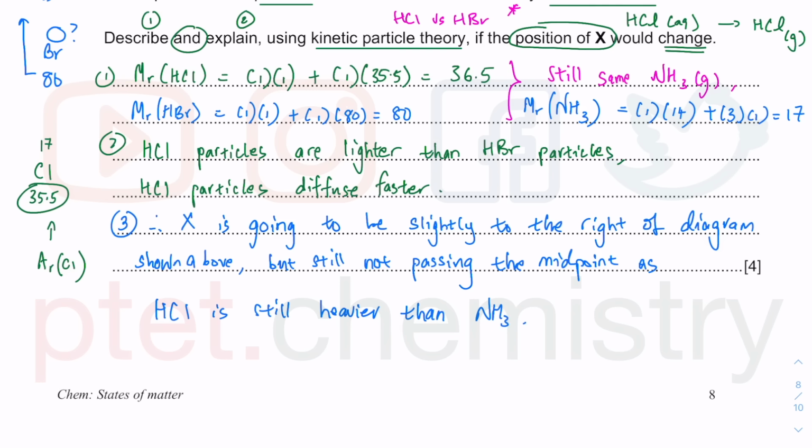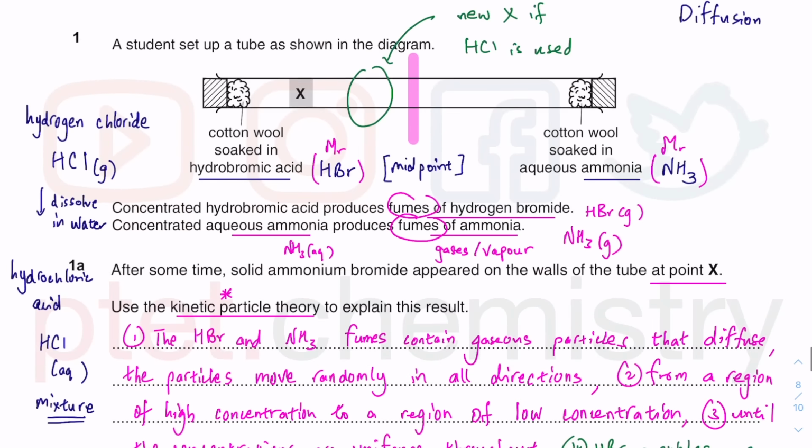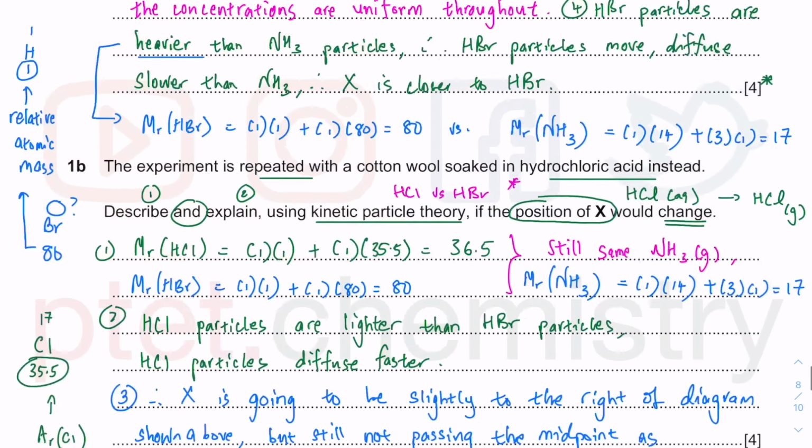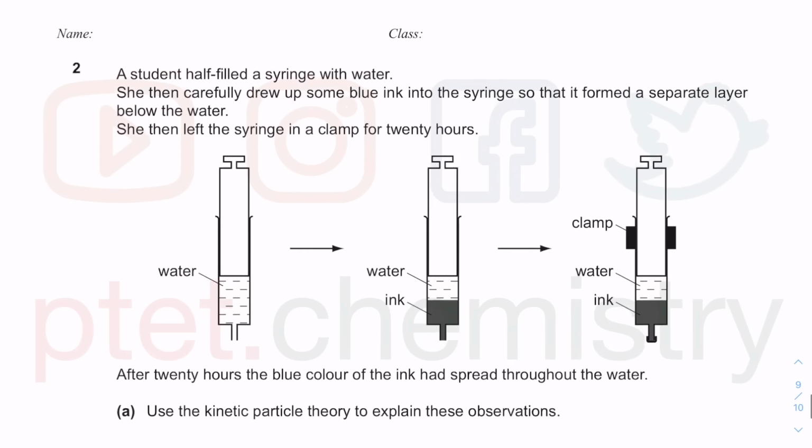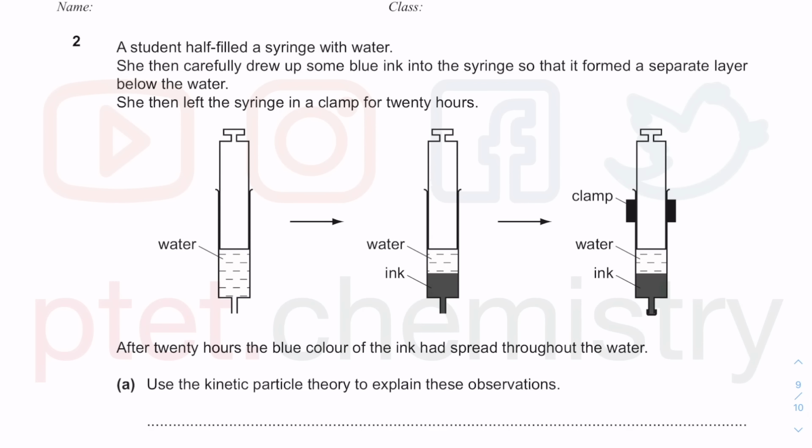So this is just whatever is stated in the syllabus. Use the idea of relative molecular masses. Know that the lighter you are, the faster you diffuse. The heavier you are, the slower you diffuse. Okay. So this is going to be a slightly longer tutorial because we've got a lot of questions to go through. So let's move on.